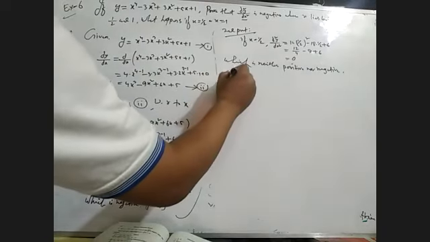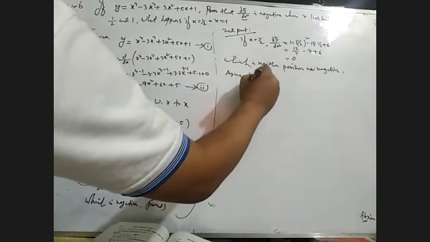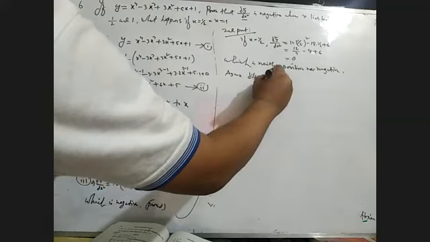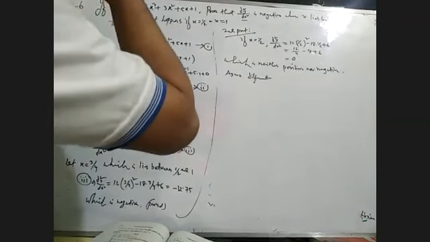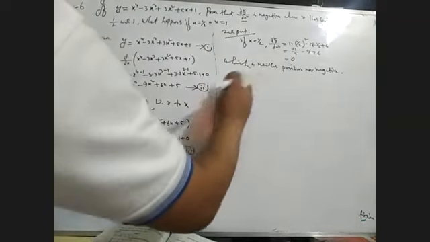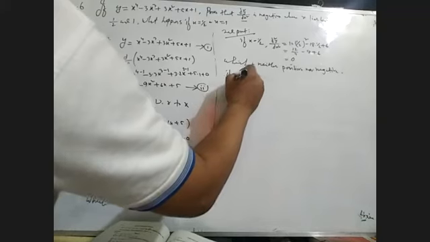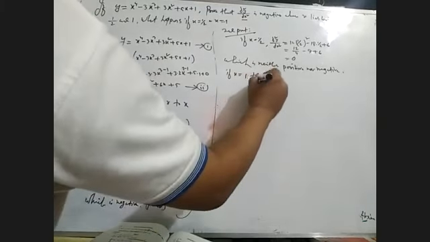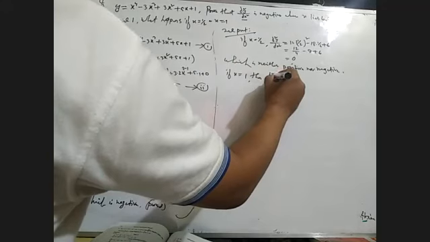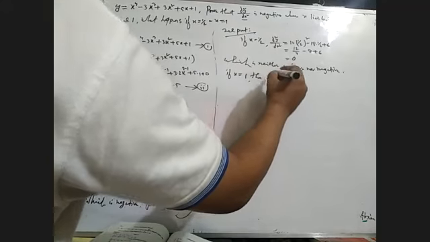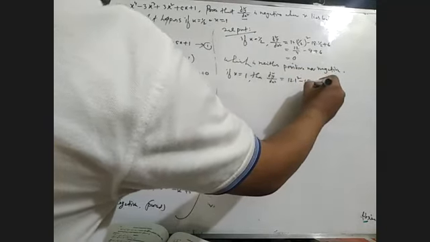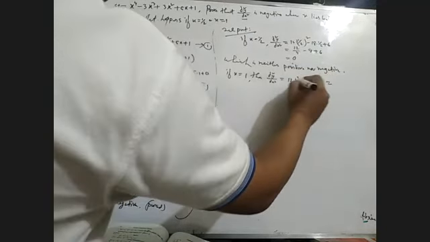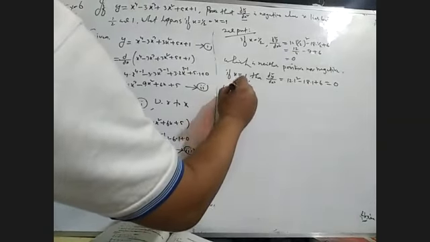Again differentiating, if x equals 1, then the second derivative value is what? 12 into 1 whole square minus 18 into 1 plus 6. 12 plus 6, 18, minus 18, 0.